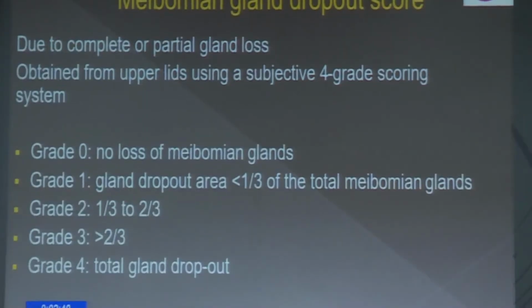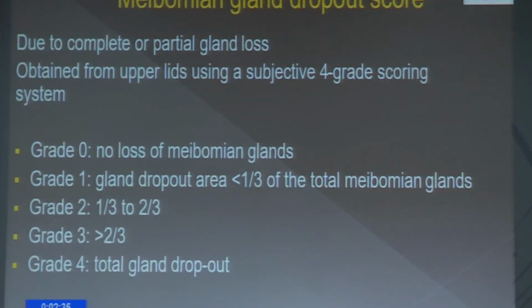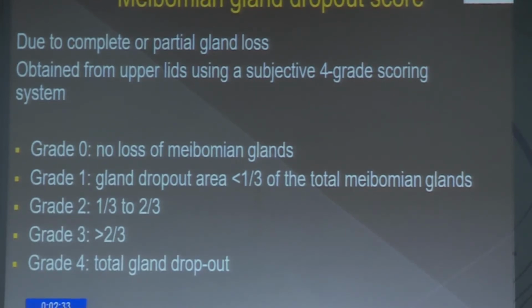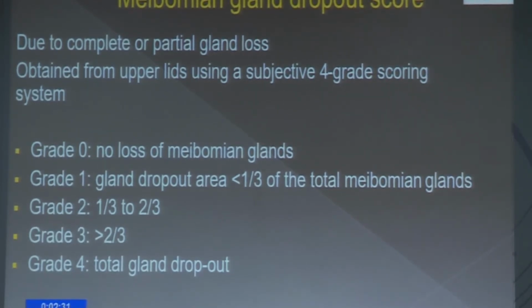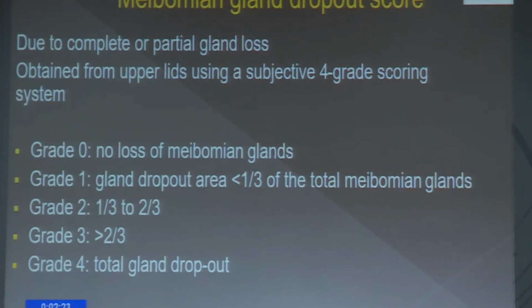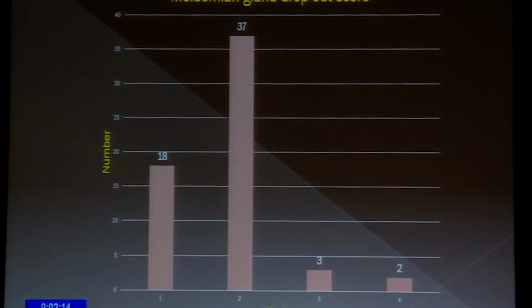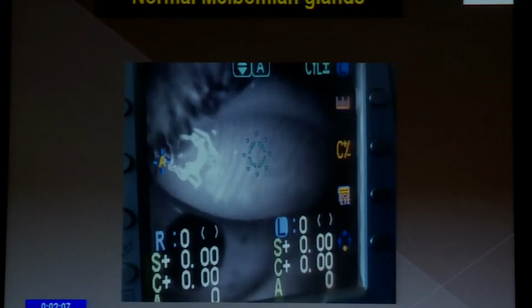Meibomian gland dropout score was also studied. It can be partial or complete. It was obtained from upper lids using a subjective 4-grade scoring system. Grade 0, all the meibomian glands were present. Grade 1, the gland dropout area was less than 1/3 of the total meibomian glands. Grade 2 was 1/3 to 2/3, and grade 4 was total gland dropout. So this is the meibomian gland dropout score, which was grade 2 in 37 eyes, grade 1 in 18, grade 3 in 3 eyes, and grade 4 in 2 eyes.